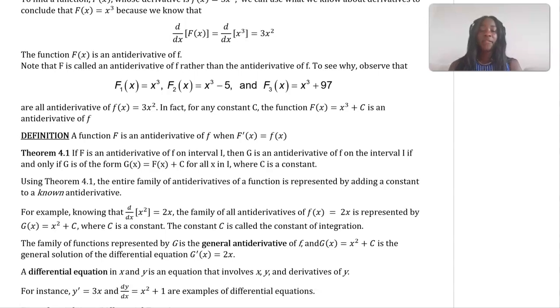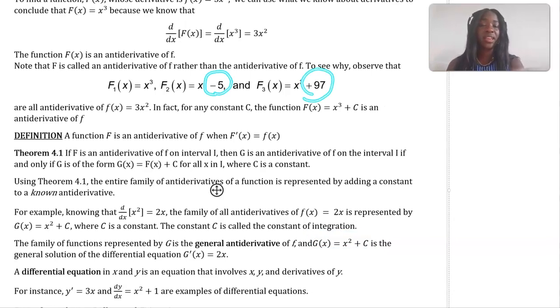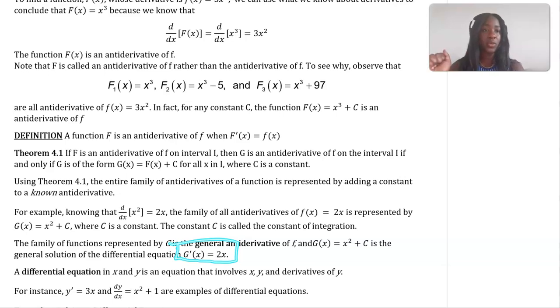And the family of functions, when I just leave that c written generally and do not specify a specific value for that c like we did up here, that family of functions is called the general antiderivative. It is also the solution to the differential equation g prime is equal to 2x.